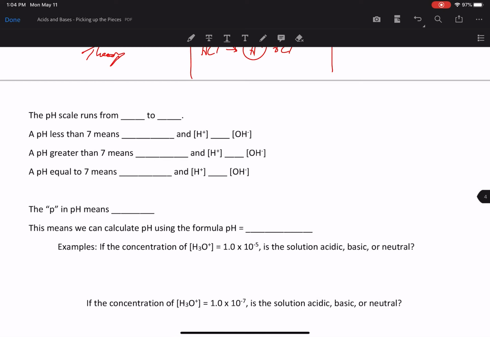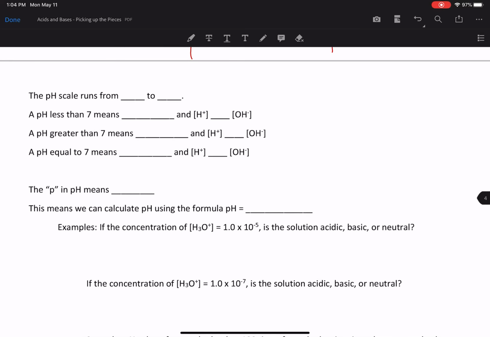All right, now you can't really talk about acids and bases without talking about pH. So the pH scale runs from 0 to 14. Now, even though it does run from 0 to 14, you can have pHs outside of this range. So it's possible to have a pH of like 0.5 or like negative. You could have a negative pH if it's really acidic. You could have a pH higher than 14 if it's really basic. So a pH that's less than 7 means that your solution is acidic.